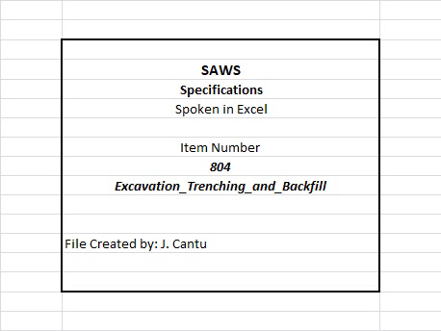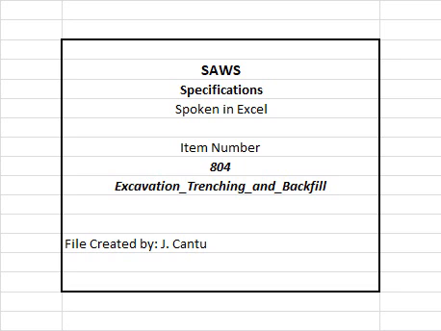C. ASTM D1556, Standard Test Method for Density and Unit Weight of Soil in Place by Sand Cone Method. D. ASTM D2321, Standard Practice for Underground Installation of Thermoplastic Pipe for Sewers and Other Gravity Flow Applications. E. ASTM D2487, Standard Classification of Soils for Engineering Purposes.